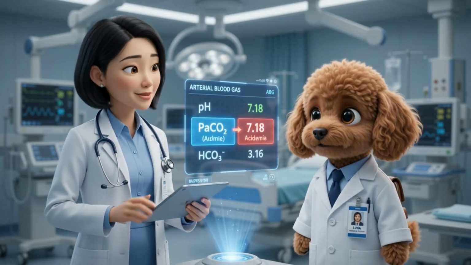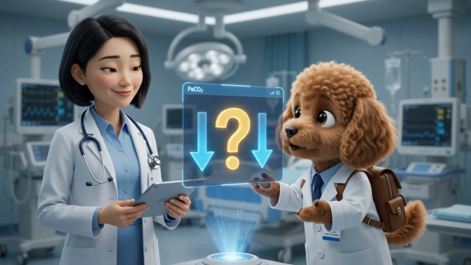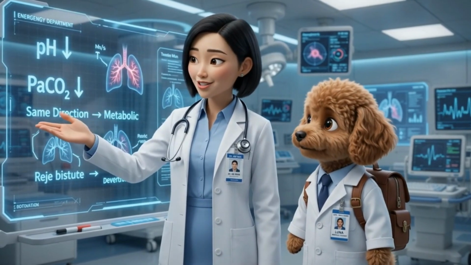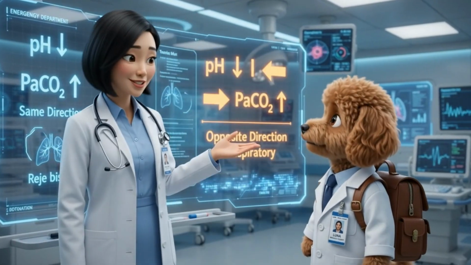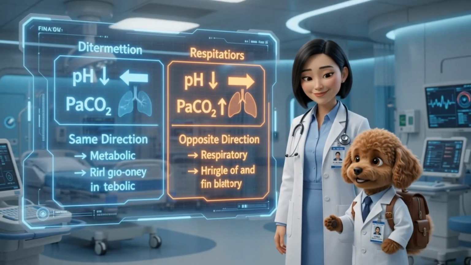Now let's look at the carbon dioxide. It gives us our next clue. They're both moving in the same direction. When the pH and the CO2 move in the same direction, think metabolic. When they move in opposite directions, think respiratory. Same direction, metabolic. Opposite direction, respiratory.